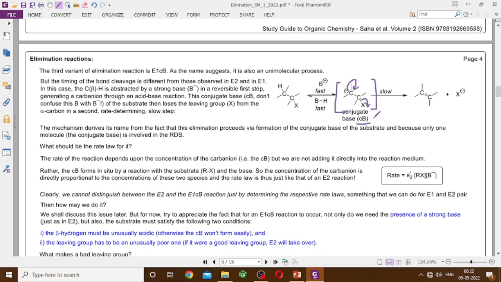But conjugate base is something which we cannot add directly into the reaction medium. The concentration of the conjugate base actually depends upon how much organobromide is present in the reaction medium as well as how much base is present in the reaction medium.